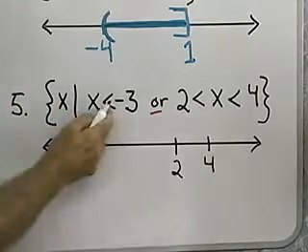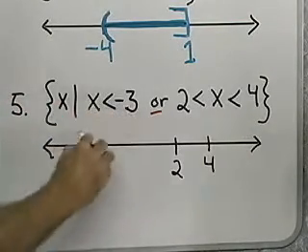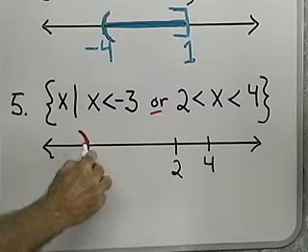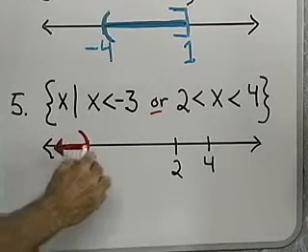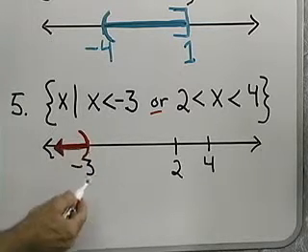So first let's graph this. X is less than -3. So I'll put in my parenthesis that points to the left here. I'll color in those numbers and put an arrow that shows that that graph goes on forever in that direction.